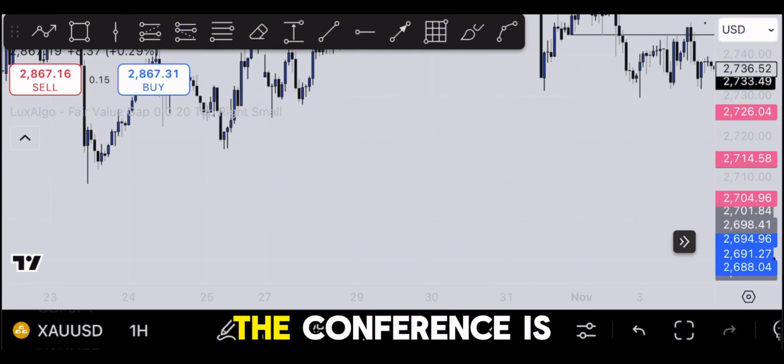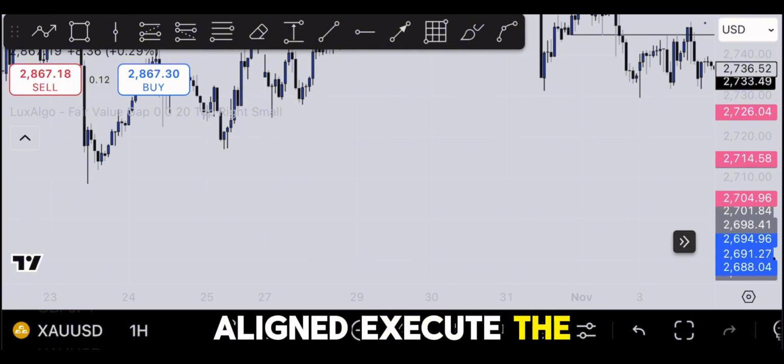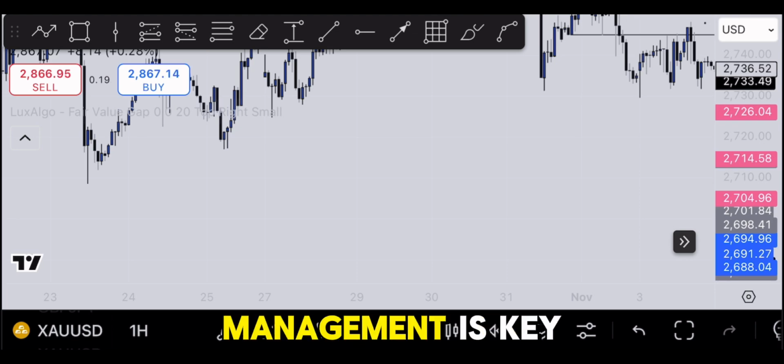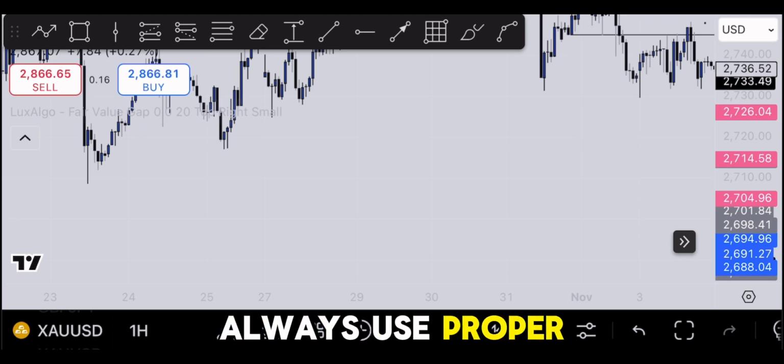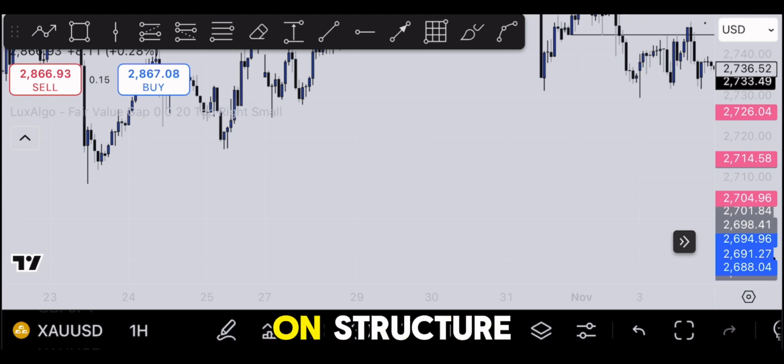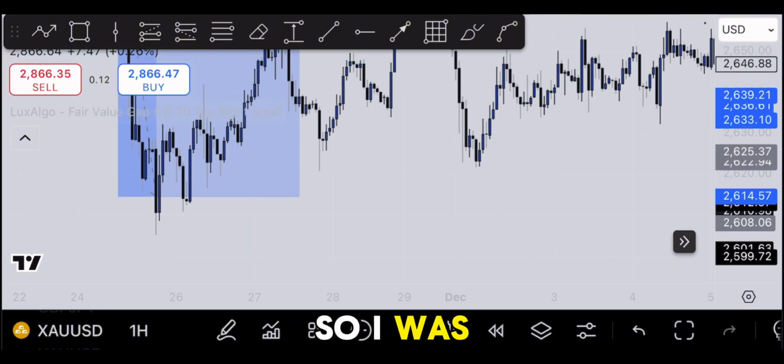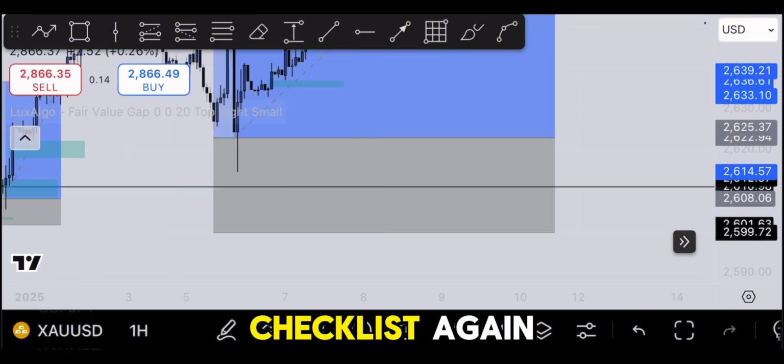So once all the confluences align, execute the trade. But remember, risk management is key. Always use proper stop losses and take profits based on structure. So I'll just walk you guys through the checklist again.